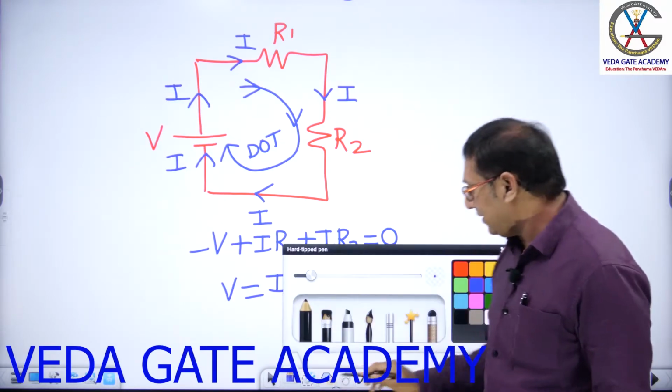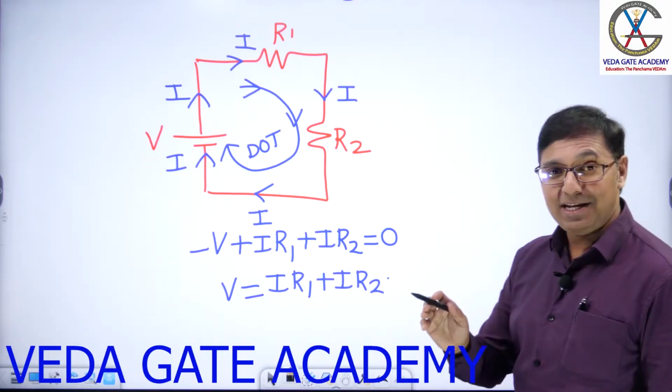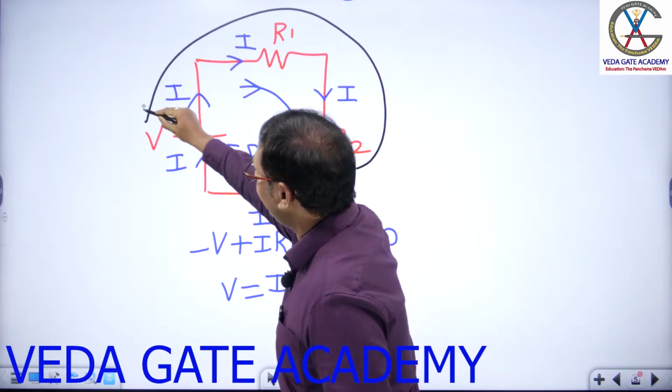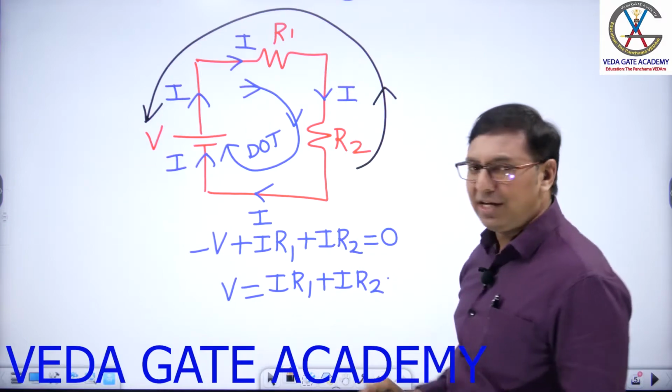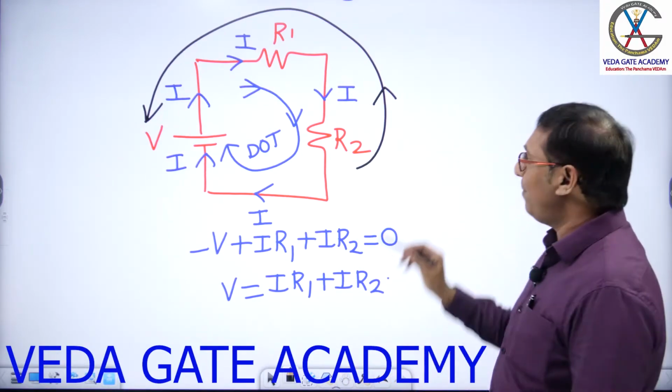Now doubt comes for students. Sir, I want to take anti-clockwise direction of travel. Yes, let us take anti-clockwise direction of travel. Suppose my direction of travel is like this. Now you tell me, direction of travel, branch current, both are in same direction or opposite direction, sir? Both are in opposite direction.